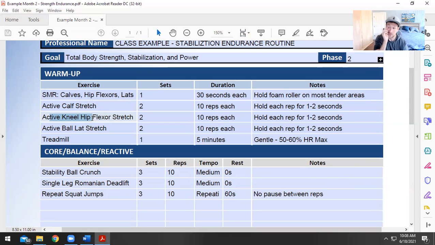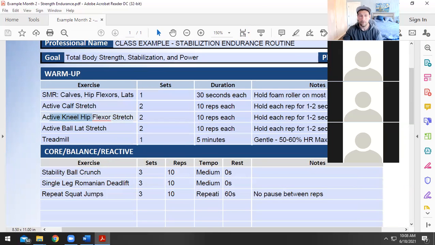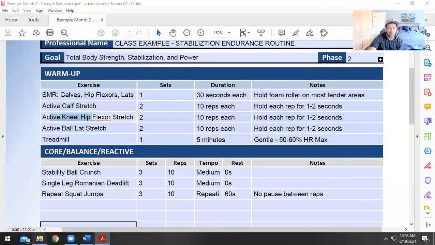Instead of a static, what's going on? You know what I mean? Brad, can you tell me what active versus static is again, please? Yeah. So take a look right over here. Actually, you can see it in the workout. Let me open up my other one.